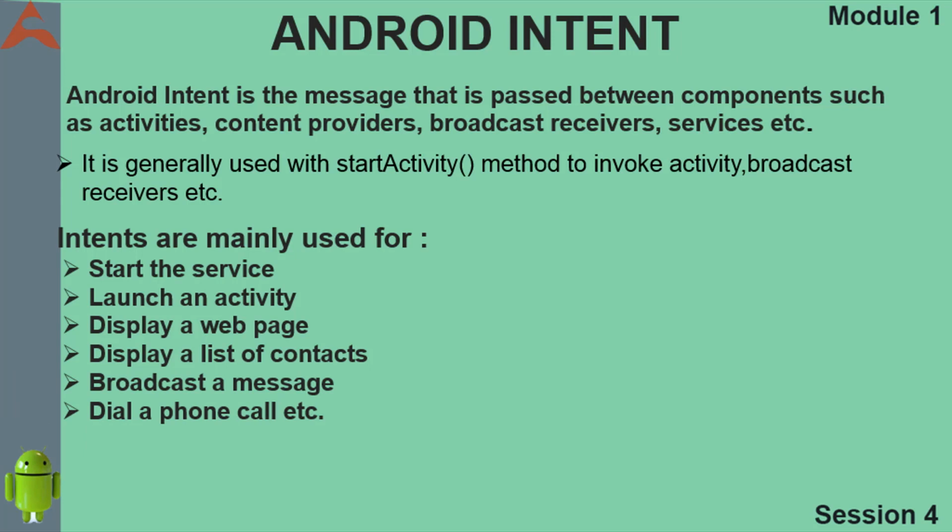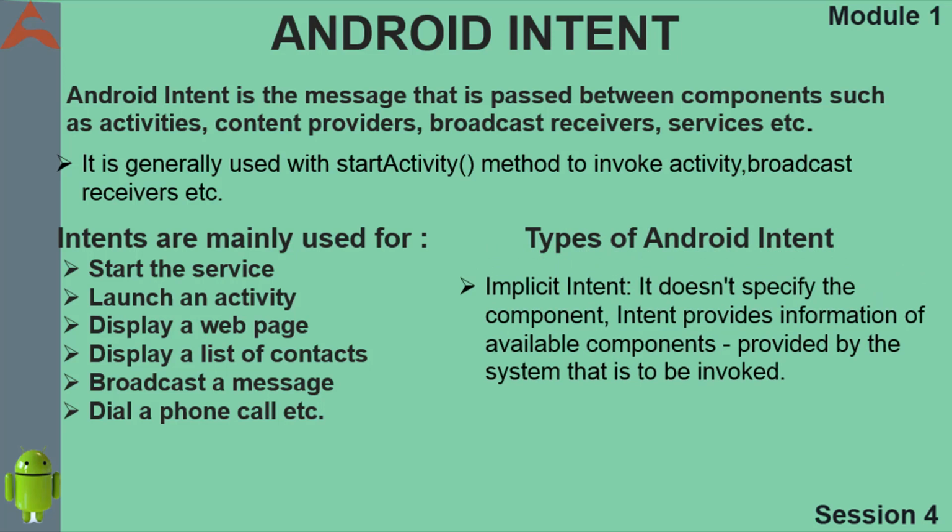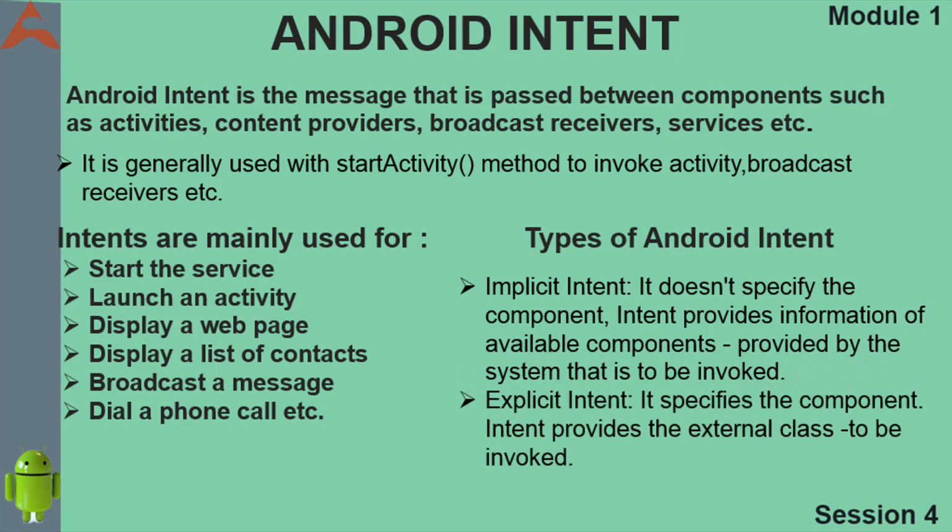Now let's talk about types of intent. Implicit intent. Implicit intent doesn't specify the component. In such case, intent provides information of available components provided by the system that is to be invoked. Explicit intent. Explicit intent specifies the component. In such case, intent provides the external class to be invoked.